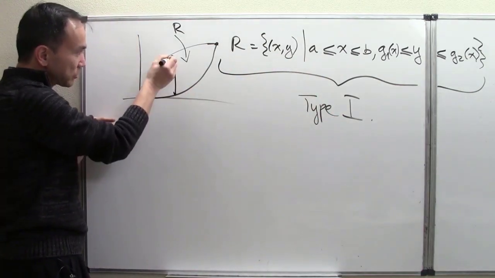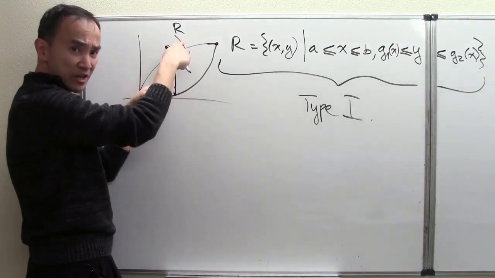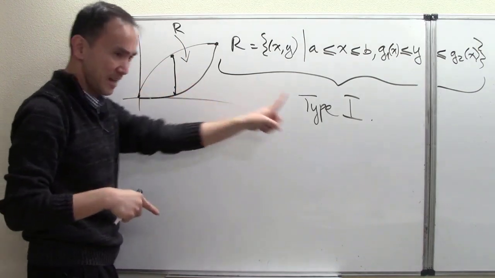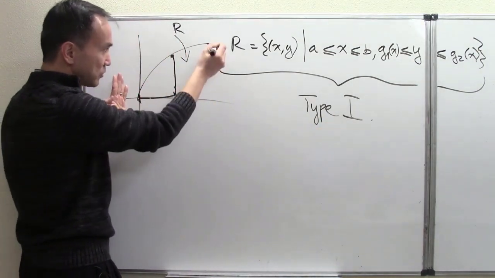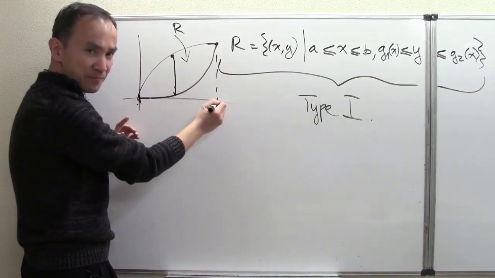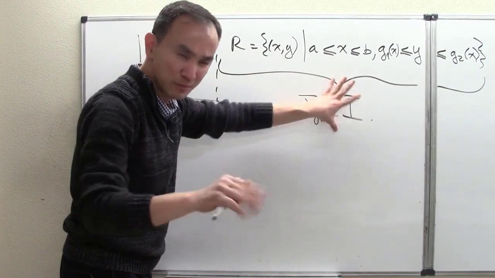Think of each vertical stripe. Each stripe here has a height, with y value between a low curve and a high curve. That's what type 1 is. And then x goes from some starting value to an ending value, being constant. That's type 1. But like I said, whatever the type, don't try to memorize that.